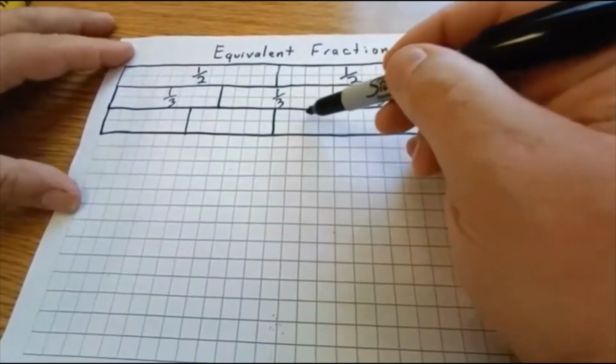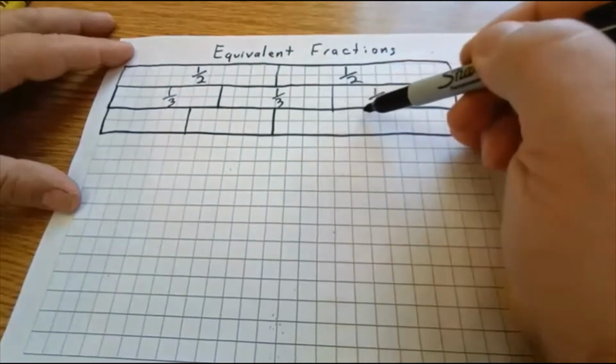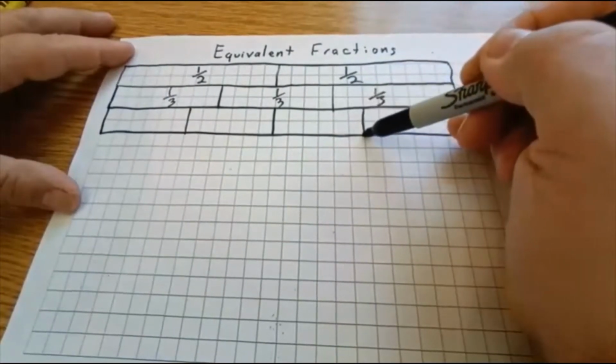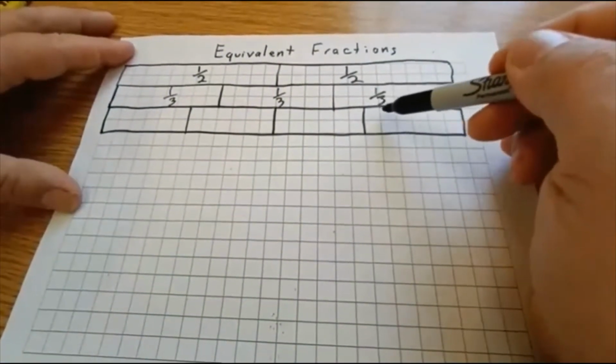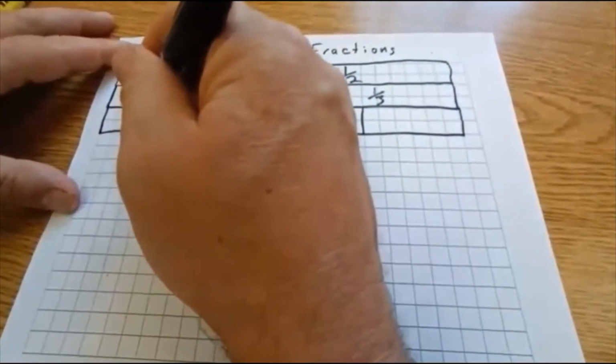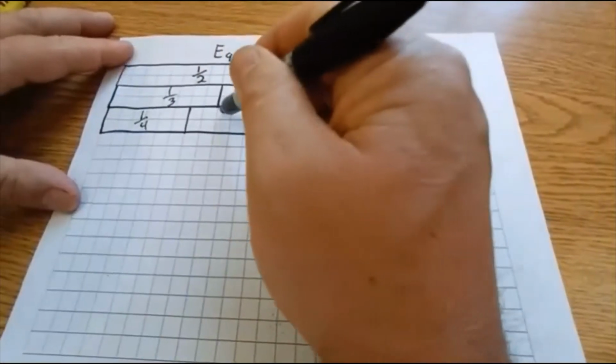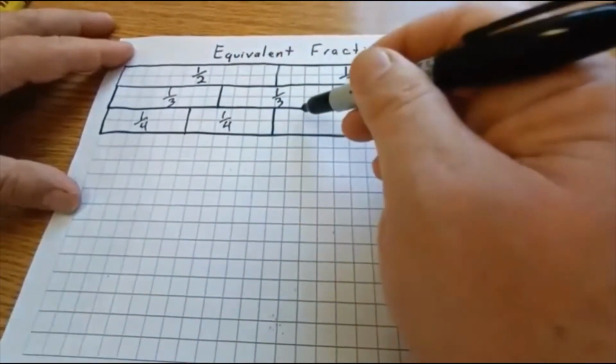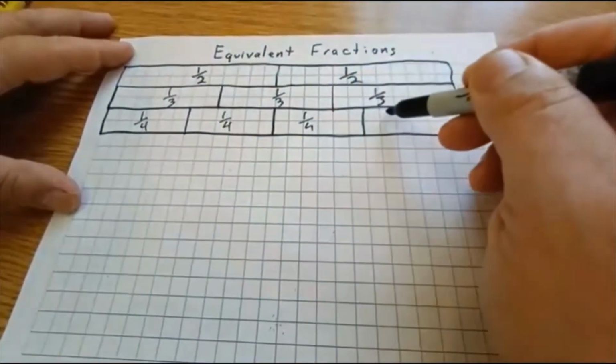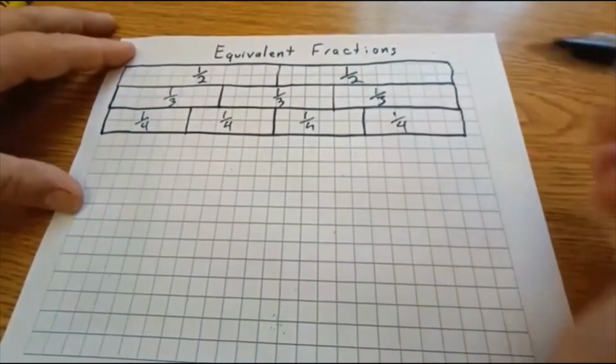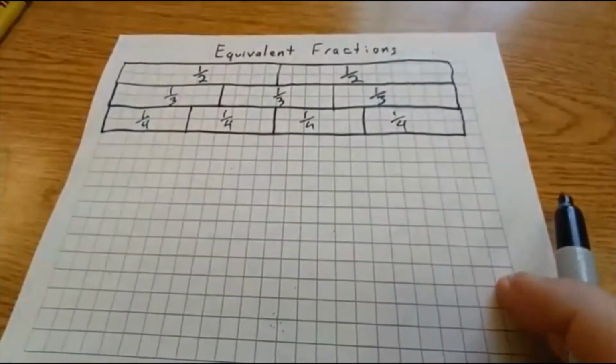And then 1, 2, 3, 4, 5, and 6. And then I should have 6 left: 1, 2, 3, 4, 5, and 6. This is 1/4, that's 1/4, that's 1/4, and that is 1/4. And altogether, that is 4/4 or 1 whole.